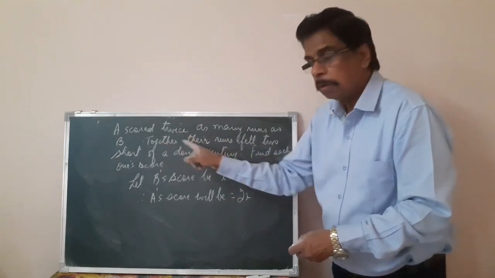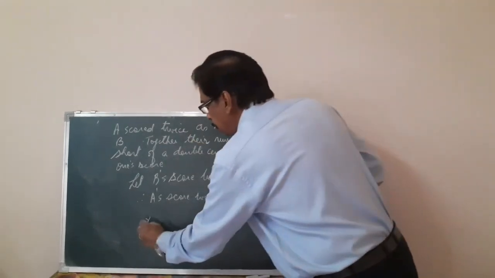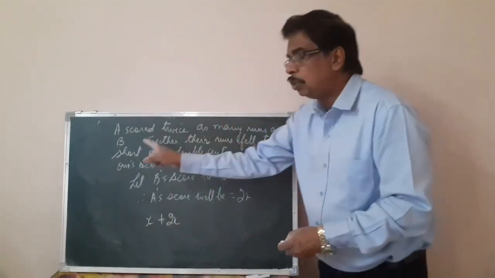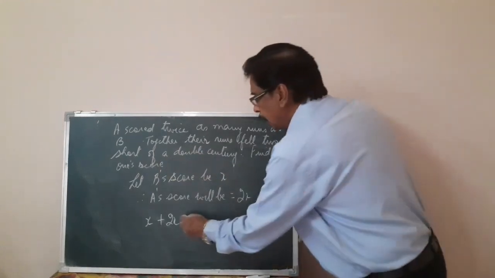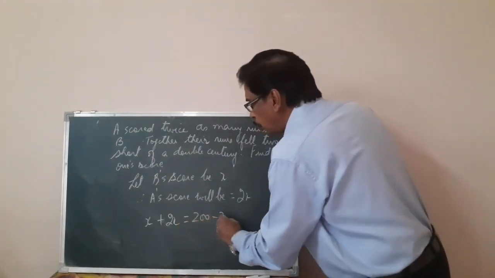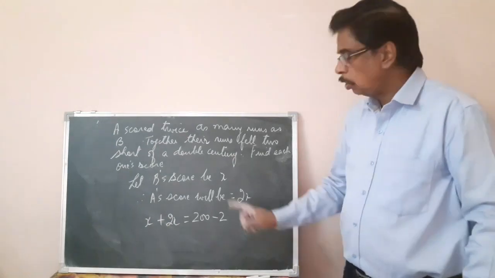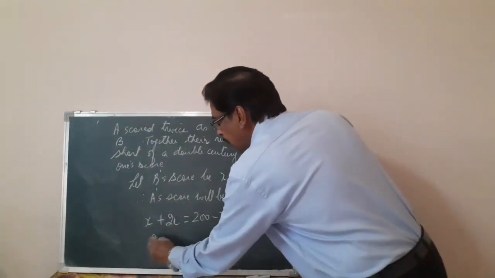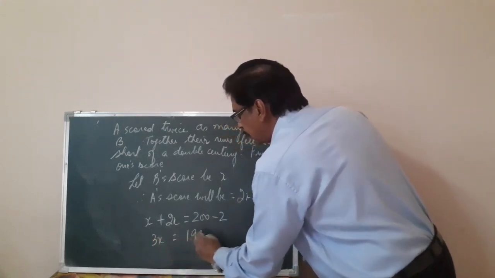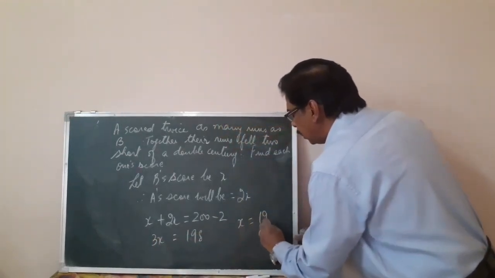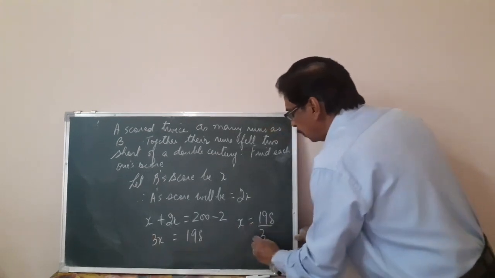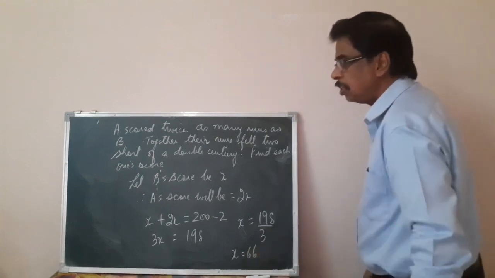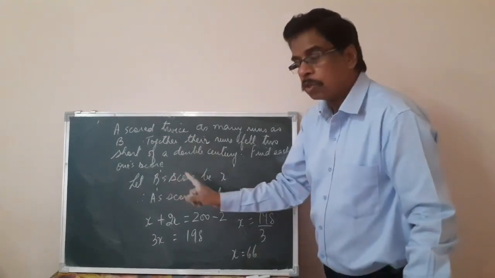Together, that is x, B's score plus A's score. Together, their runs fell too short of a double century. A double century is 200, and 2 short means minus 2. So 2x plus x is 3x, which is equal to 198. So x is equal to 198 divided by 3. Dividing, we get x is equal to 66. So therefore, B's score is 66.